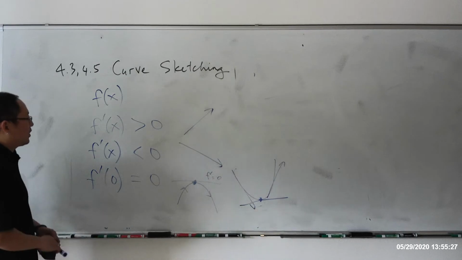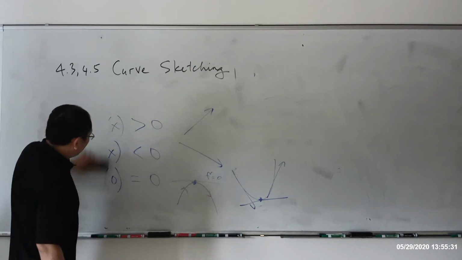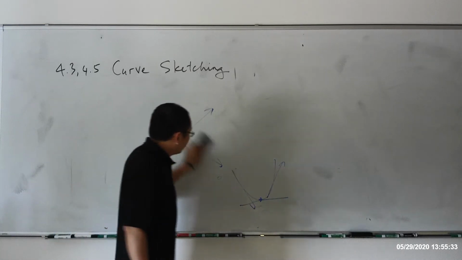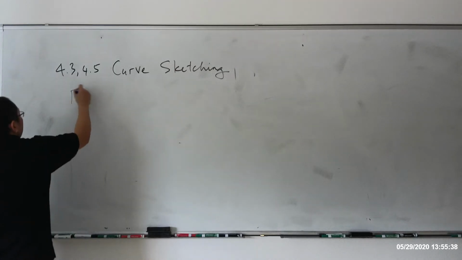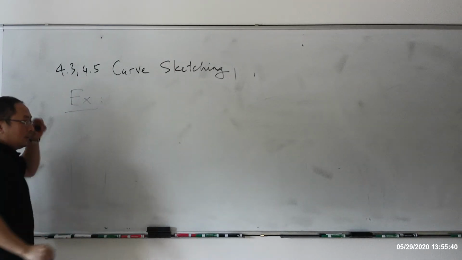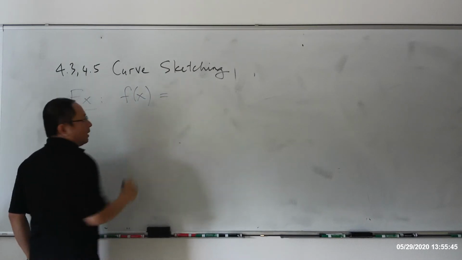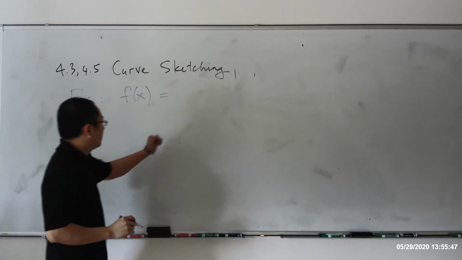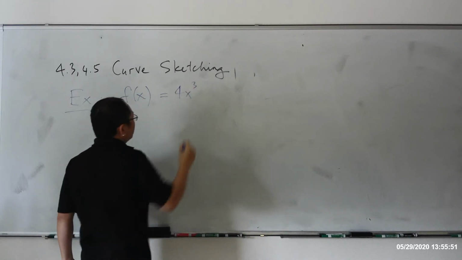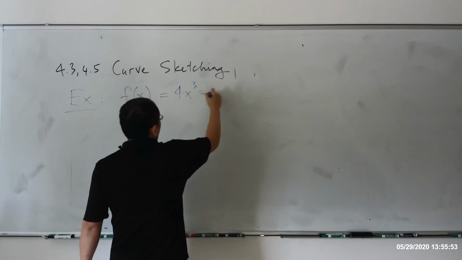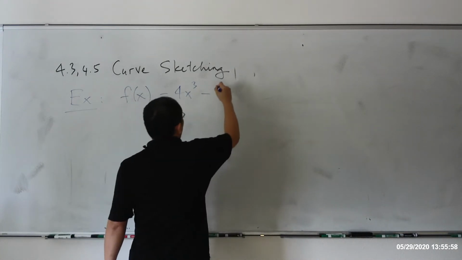That was in 4.3, and what we're telling you right here is called the first derivative test. So let me show you the way I learned it, instead of writing it all out this way. Let me give you an example, something that we all know. How about f of x equal to 4x cubed minus, how about 3x squared?